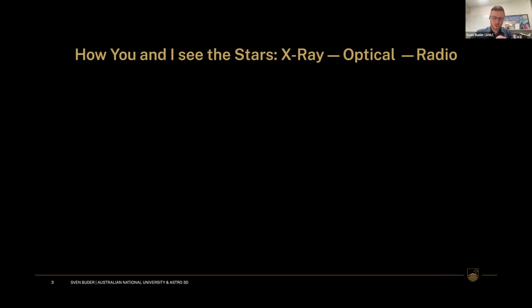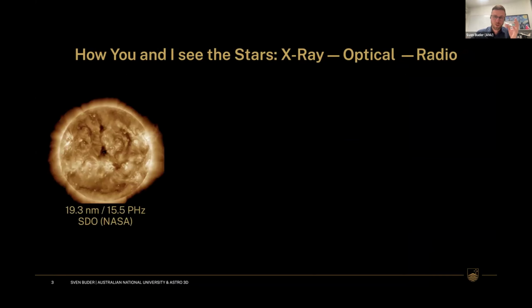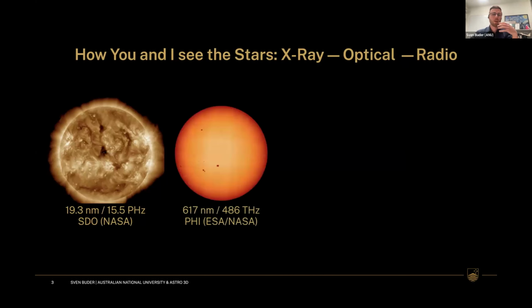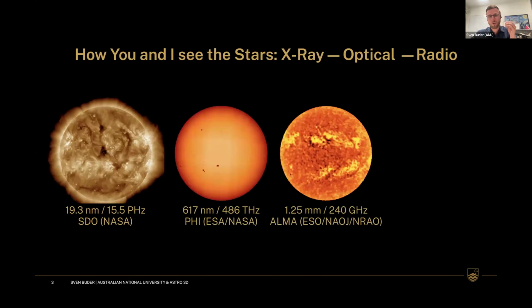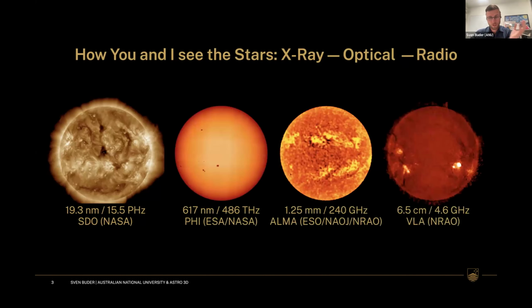And of course, what I will focus on is especially stars and how I see stars, and maybe how we can connect with how you see stars. Across different wavelengths, you see stars differently: in the X-ray, in the optical, or also in the millimeter and radio regime. The same star, our sun, looks quite different. There's a lot of detail that we can try to understand.